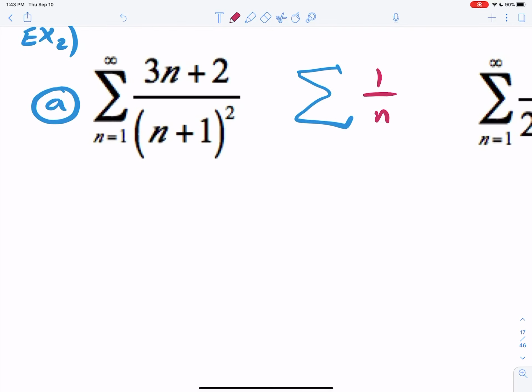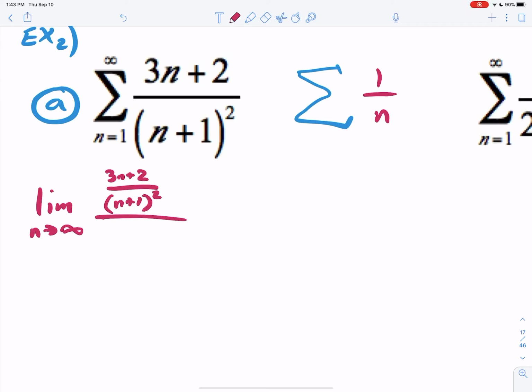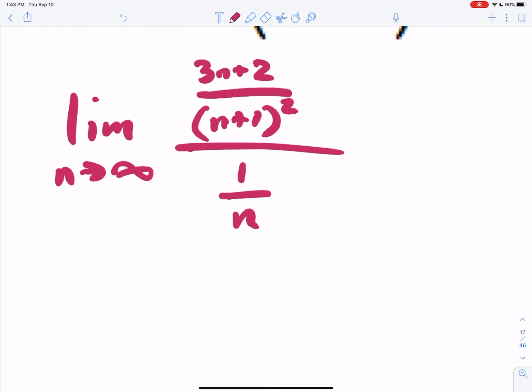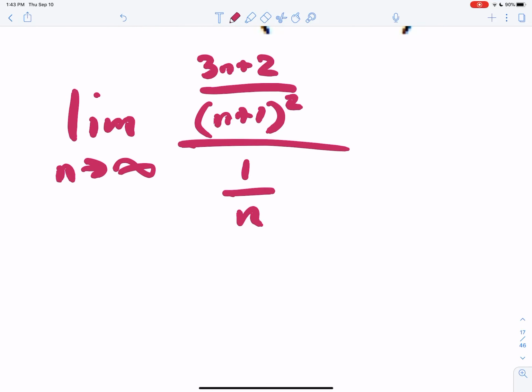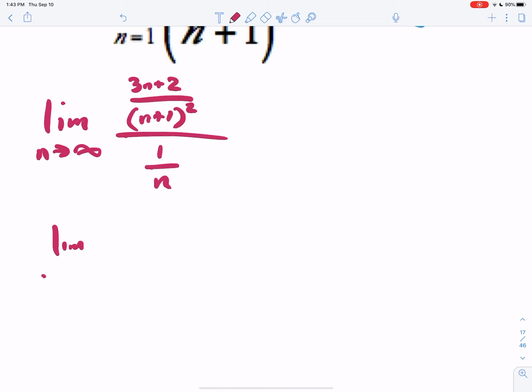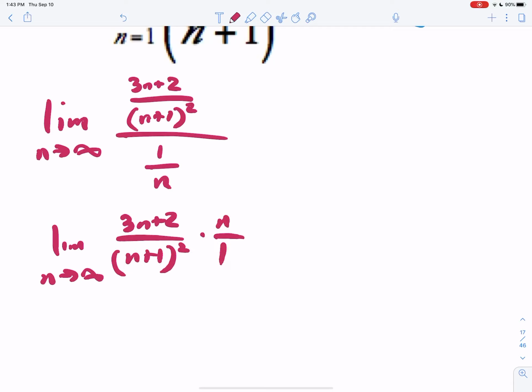So here we go. What you're going to do is take the limit as n goes to infinity, and it doesn't matter which one you put on top or which one you put at the bottom here. But I'm going to go ahead and put my original one at the top, and what I'm comparing it to at the bottom. How do I divide fractions? I'm going to multiply by the reciprocal here. So the limit as n goes to infinity will be the same thing as 3n plus 2 all over n plus 1 quantity squared times n over 1.